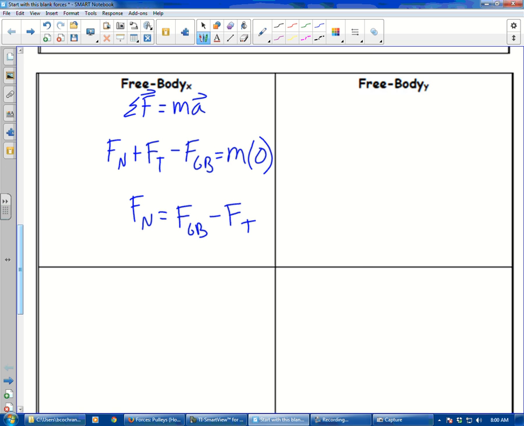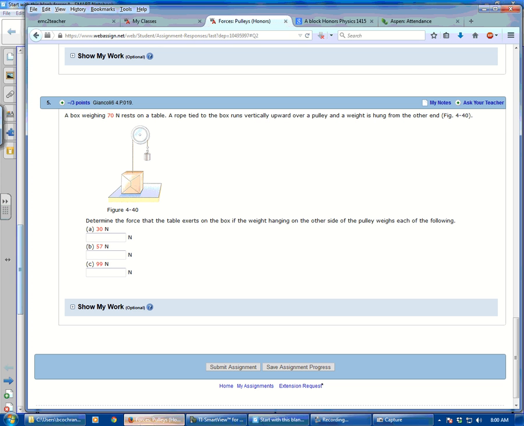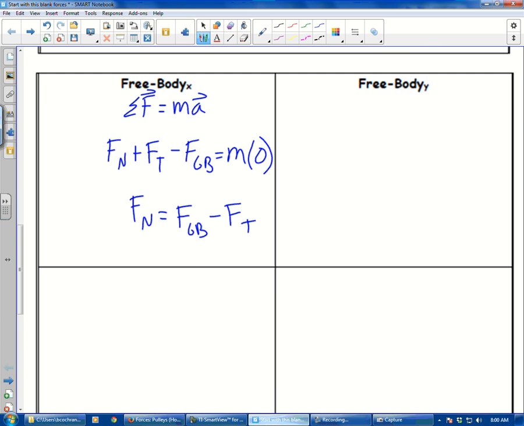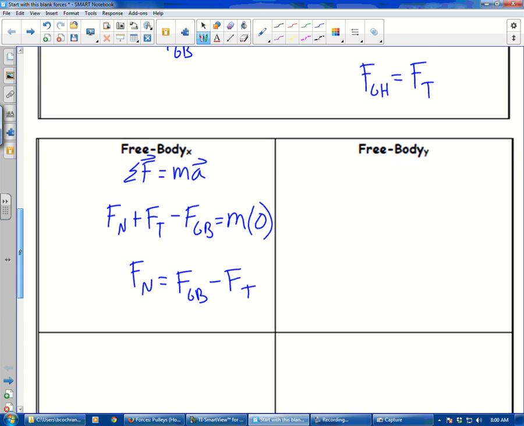And so now the weight, they tell me, the weight of my box is 70 newtons. They tell me the weight hanging in each of these cases, and that we saw up top here is the same as the tension. So I basically have the two numbers, I subtract them, and I get the normal force. So that's that one.